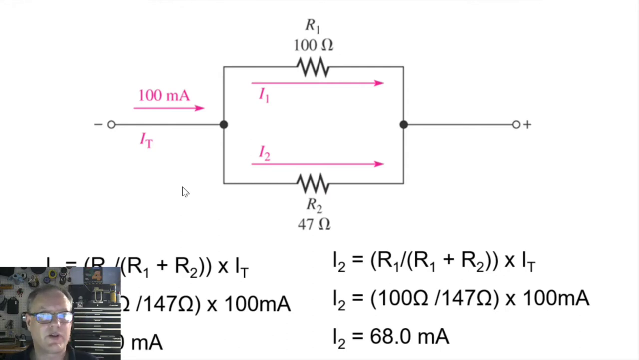So that's enough about the current divider rule. Go practice it in the homework and in the worksheets. It's pretty simple. There are a lot of examples there, and it's repetitious, but just get the formula in your head. More so, think about what you're doing when you're doing it, that you're dividing these things.